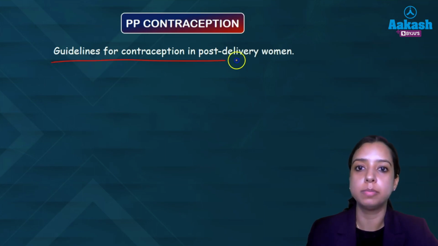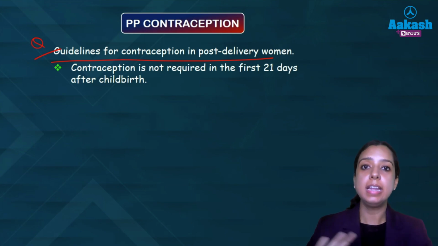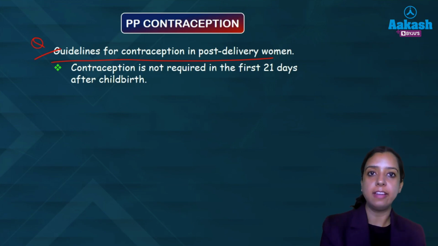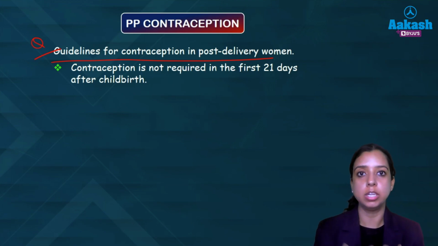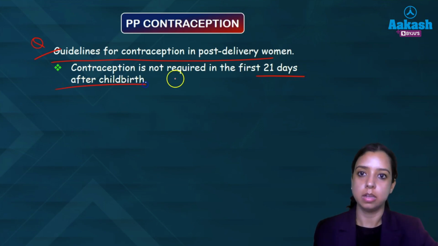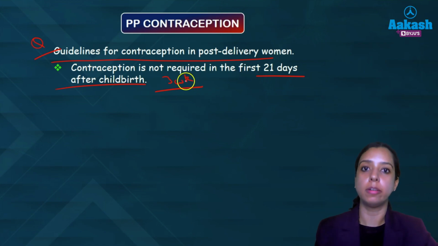So guidelines for postpartum contraception, questions have been asked multiple times on this. Any lady who has delivered, no matter whether the lady had a live baby or non-live baby, whether she's breastfeeding or not, does not need to use contraception for 21 days. For 3 weeks, she does not need to use any contraception. The story begins after 3 weeks. What to use after 3 weeks?